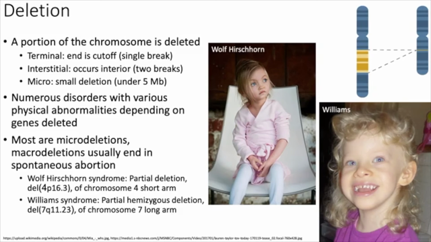So there's a couple of different syndromes. There's a variety of them. I just picked two. Wolf-Hirschhorn is on the 4th chromosome, in the short arm, which is the P arm. And then you have Williams syndrome, which is a really interesting one. I kind of fell down a rabbit hole of Williams syndrome. It's hemizygous, so it's not homozygous. Both chromosomes don't have the deletion. It's only on one of them, and it's on the 7th chromosome in the long arm at the 11.23 location. And it's really interesting.